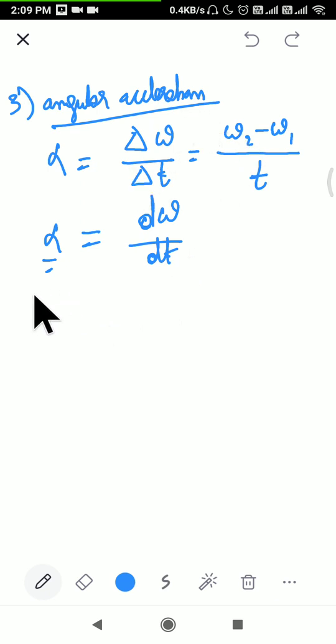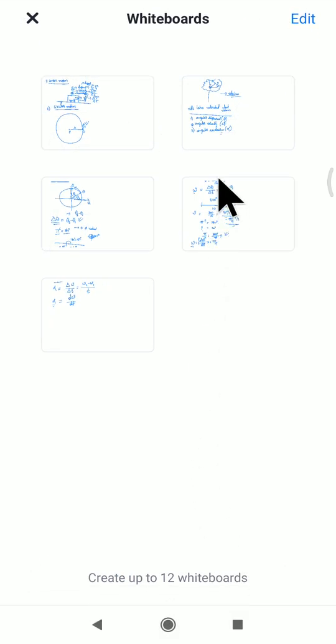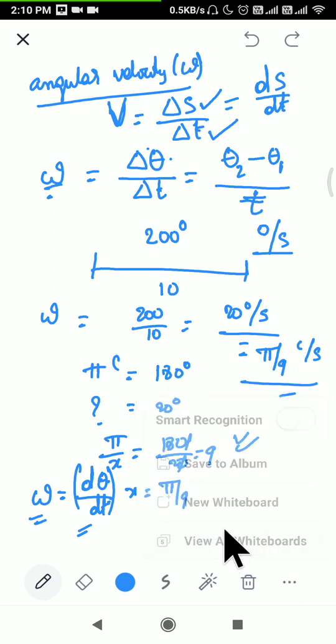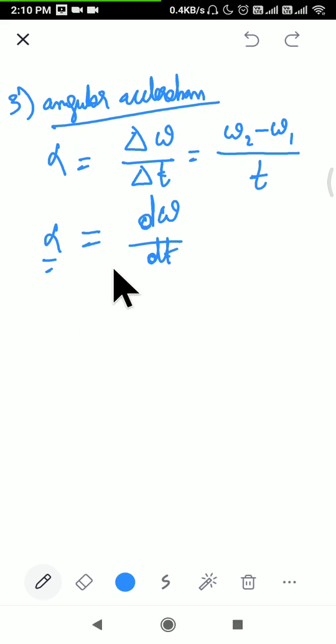Okay, what is the unit of it? So what is the unit of omega? Angular velocity is defined as theta by time. So it is degrees per second or radians per second, we have discussed this. Here d omega is degrees per second. Change will be the same as degrees per second, and by time, that is nothing but degrees per second square.